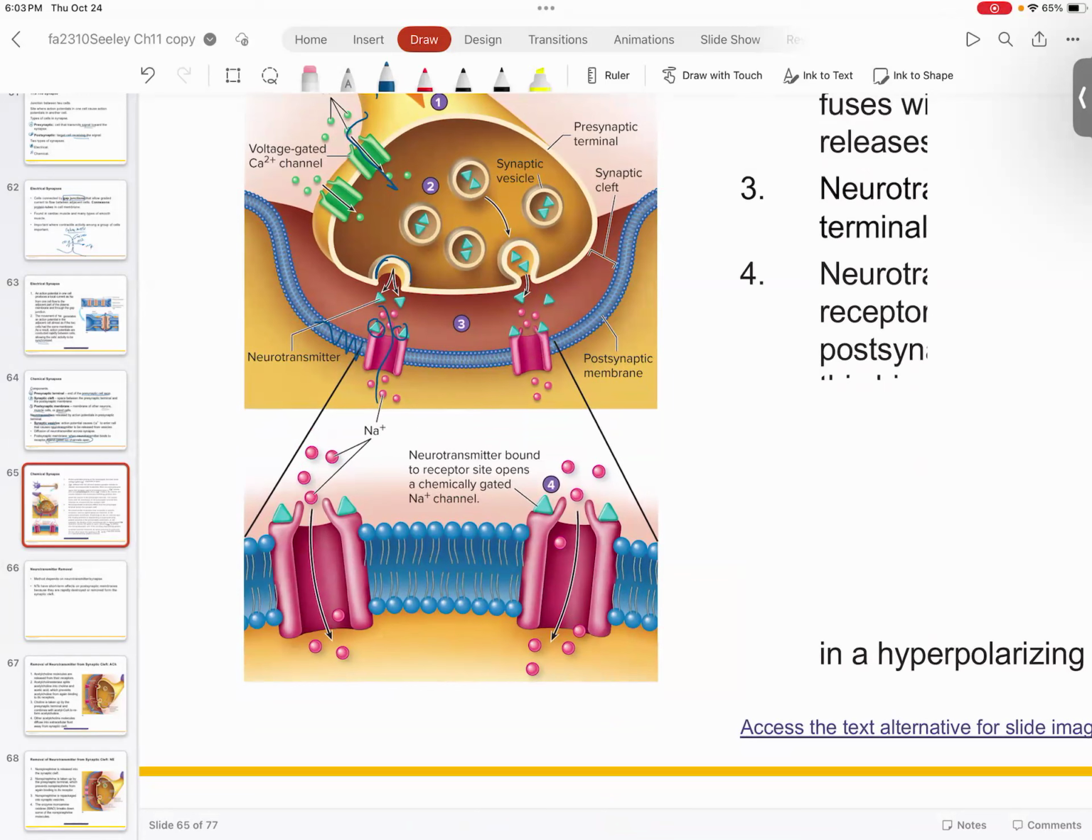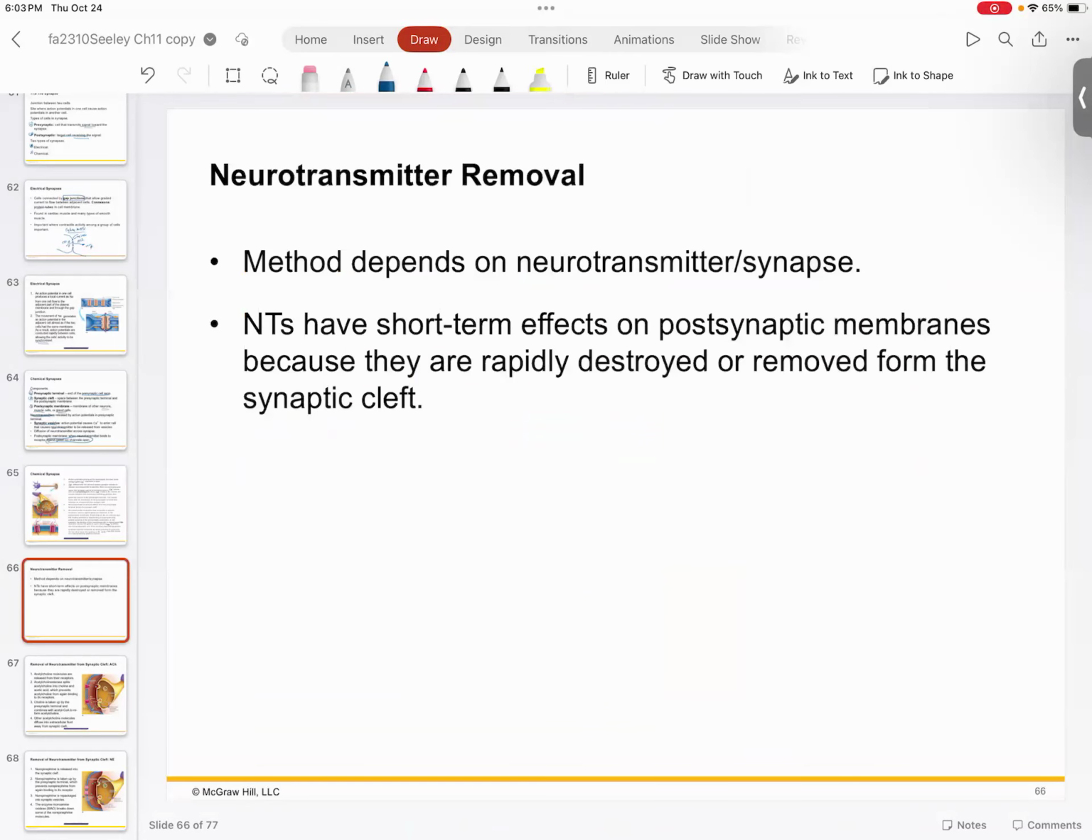So this is what it looks like up close. You can see your ligand gates will open and your sodium will inrush, creating a depolarization event, and that will basically reignite the action potential in the target cell. Then, of course, just like we mentioned before in chapter 9, you can notice there's a lot of overlap between 9 and 11 in this particular section. So just consider this review and extension, right?